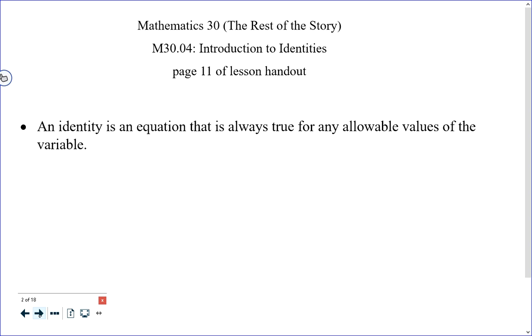What I'm saying is the equation is always true for any value of the variable that you are allowed to put in. And I want to point out something to you right now, that an identity is an equation that has a special property, but not all equations have that property. In other words, all identities are equations, but not every equation is an identity.